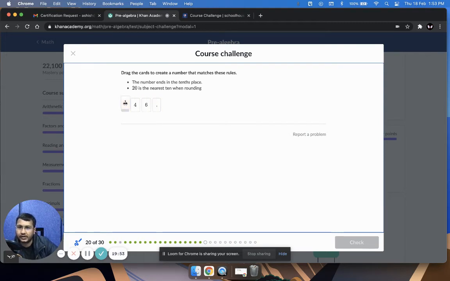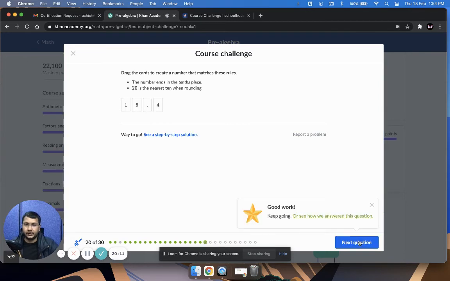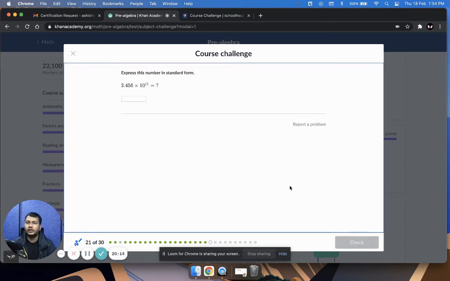And I think you can use this 1 here because you don't have 2s. You can't use 4, you should use 6. You need to round up to 20. 16.4 when rounded gives me 20. I'm going to go with 16.4. Note that I'm not going with 14.6 because this will round back to 10. So 16.4. Yep. I think a few more.